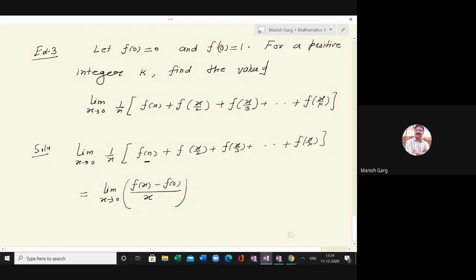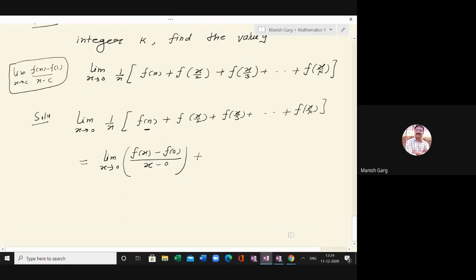Why do I write this? Because if I write it this way, I know limit x tends to 0 of fx minus 0 over x minus 0. So this is f dash 0. I am applying this limit x tends to c of fx minus fc over x minus c, the definition. Clear?